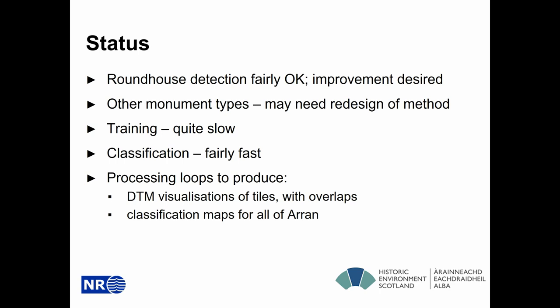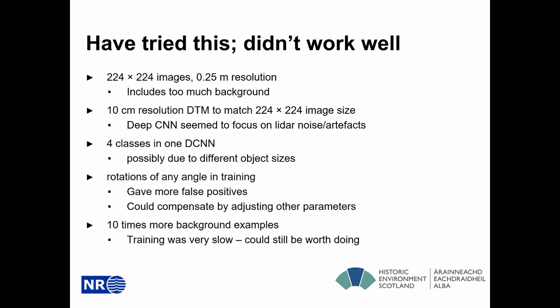We have some processing loops that are just generating stuff. Before we do the neural network, we have to generate some input data, and then we have the classifications. We want to run it on the entire data set. This is fairly straightforward. It's just nice to have in place so that we can now focus on the method improvement. This is some of the things that I've tried, and I'm not saying that I'm excluding any of these things, just that the combinations that I've tried didn't work too well at the moment.